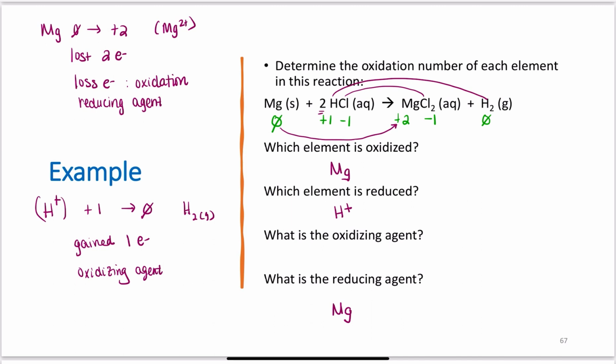It allowed magnesium to be oxidized, taking its electrons to be reduced itself. Oxidizing agent: H+, not H, not H2, on the reactant side.